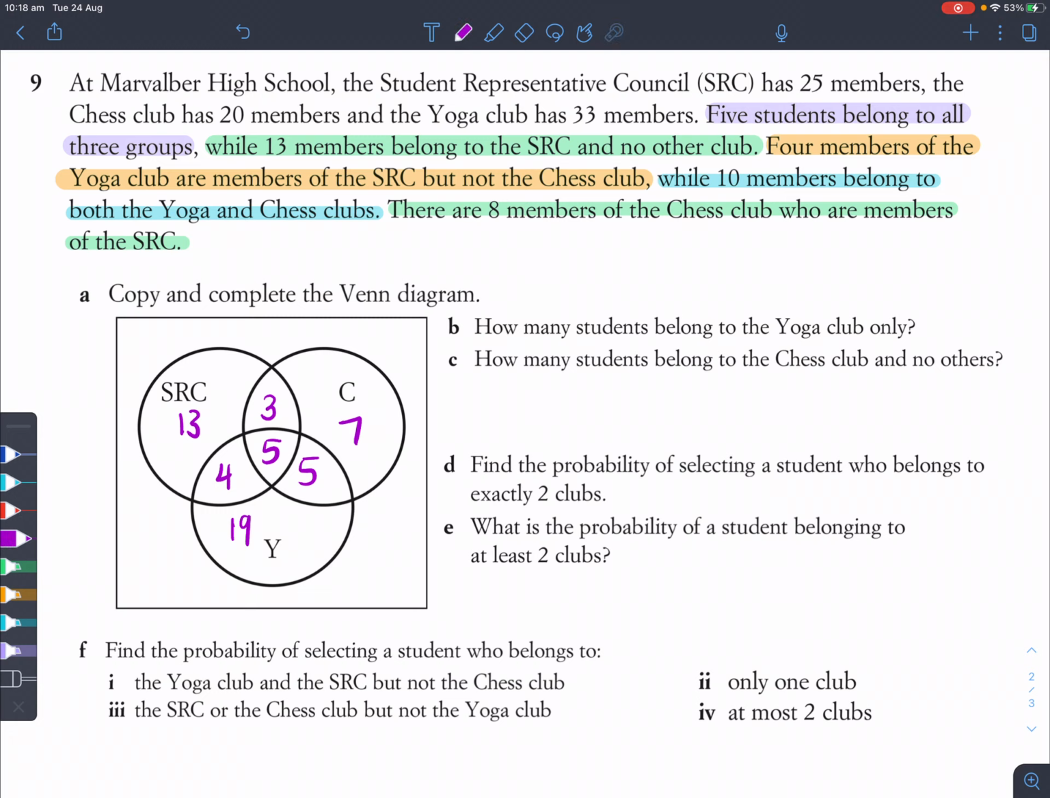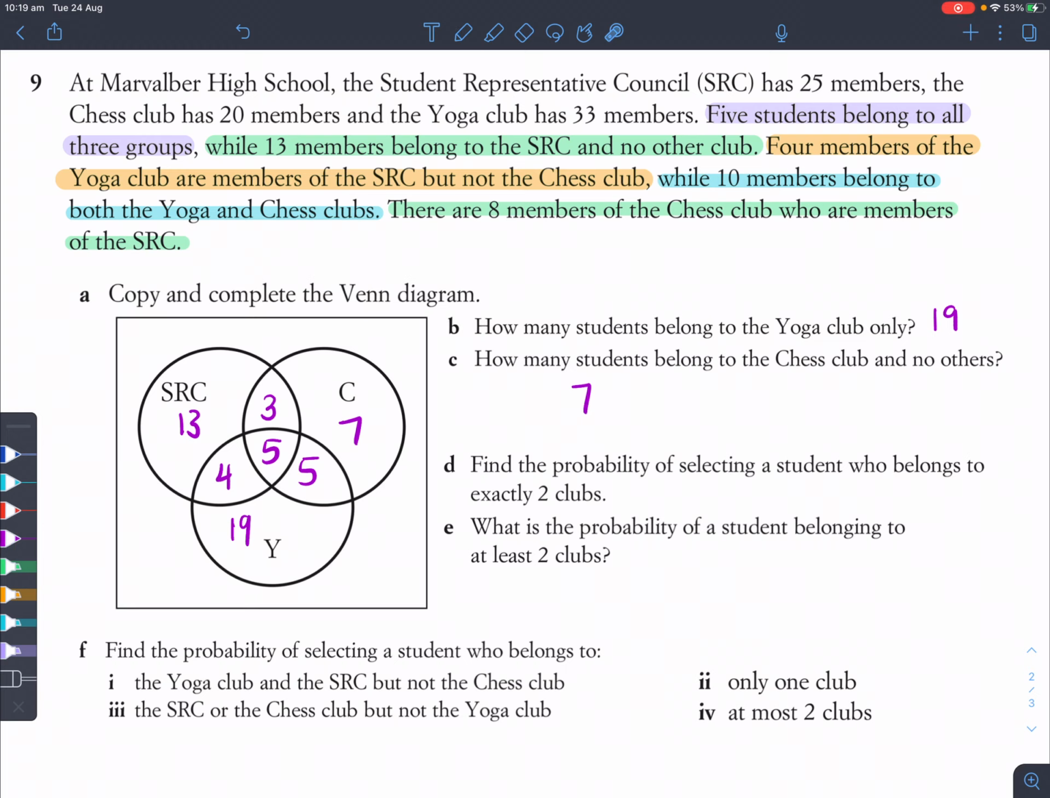So for part B, how many members belong to the yoga club only? We just found out that is just 19. And it's asking how many and not a probability, so we write 19. How many students belong to the chess club and no others? Okay, so that means the same thing as only the chess club. That's this component of that circle, which is 7.